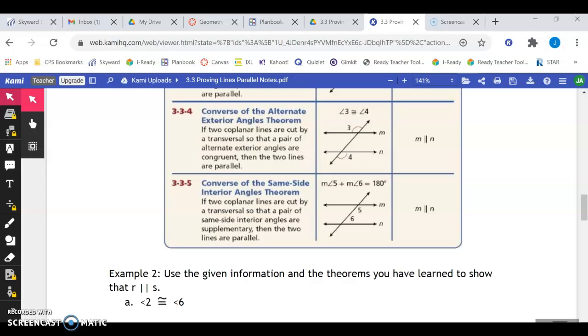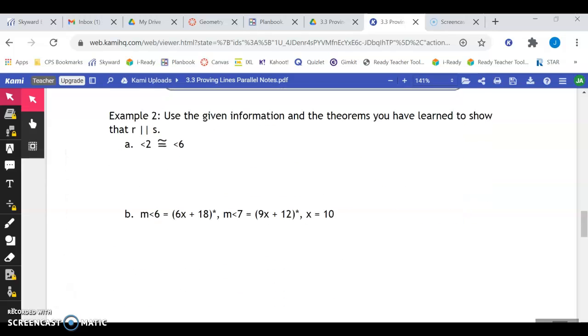So if they're on the same side of the transversal and they're on the inside of our parallel lines, and they add up to be 180. So same side interior have to add up to be 180 and be on the inside of the parallel lines and on the same side of the transversal. That's a lot right there. If that's true, then we can prove that M and N are parallel as well.